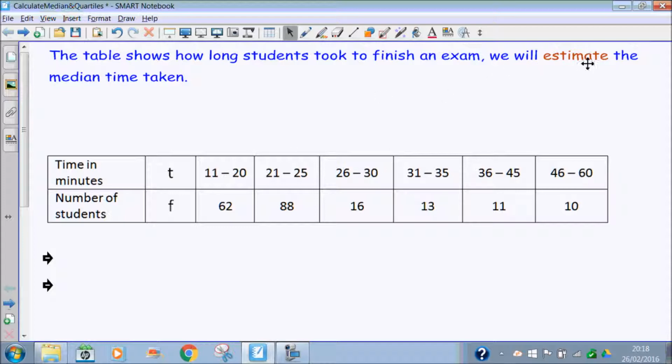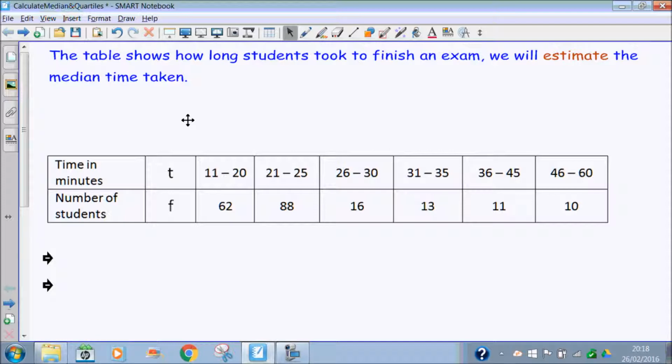Our problem is to estimate the median time taken. We can only estimate this because from the table we don't know the exact times that each student took to finish the exam. The median time taken is the time that the middle student would have taken if we arranged the students in order of time.